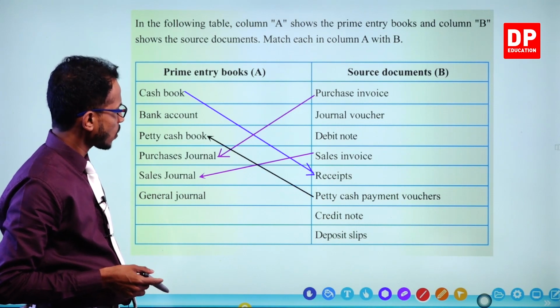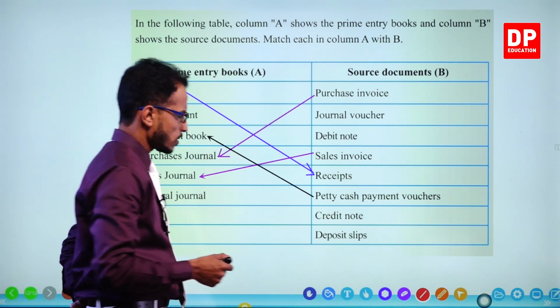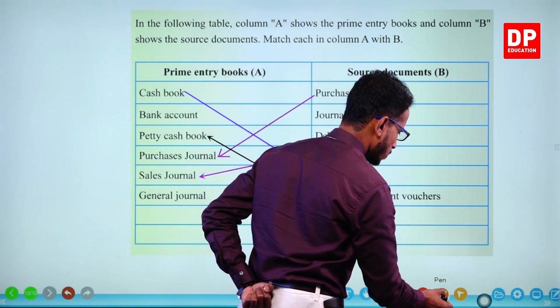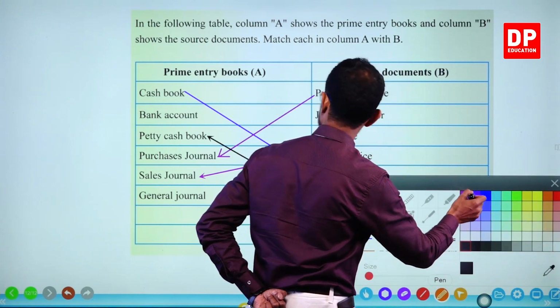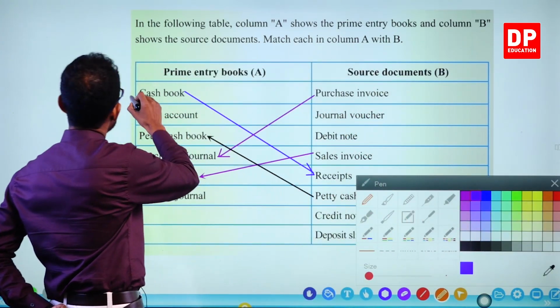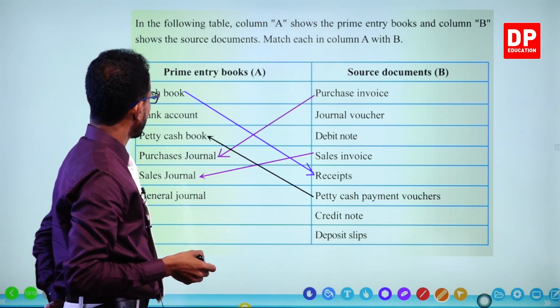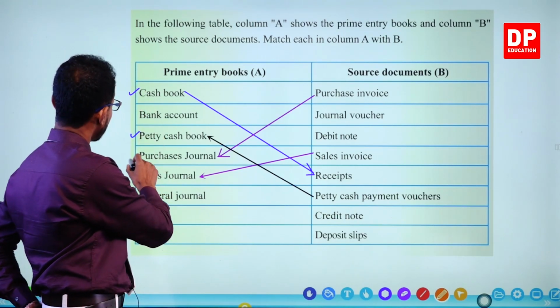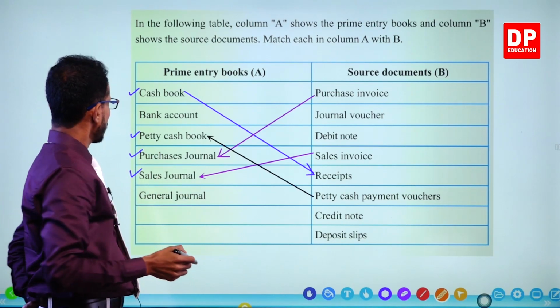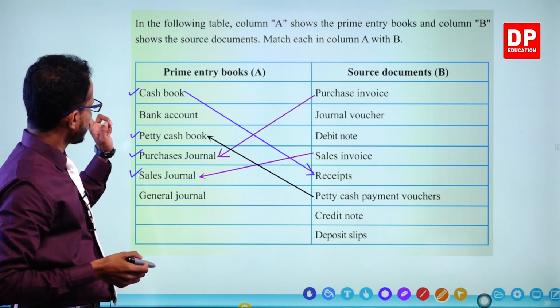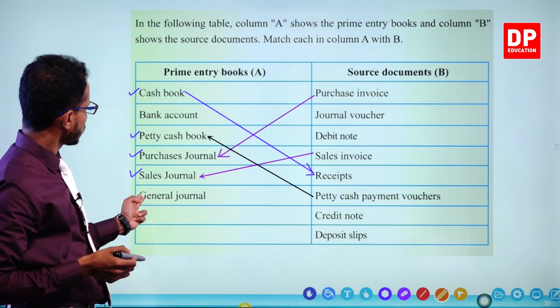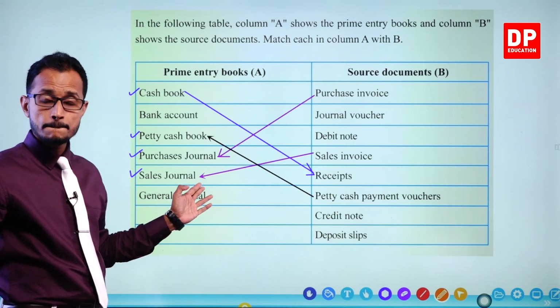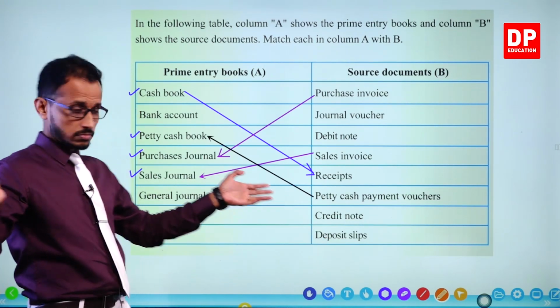All right, now we have already marked the cash book. We have already marked the petty cash book. We have matched the purchases journal and the sales journal. The remaining ones are the bank account and the general journal. What do you think?